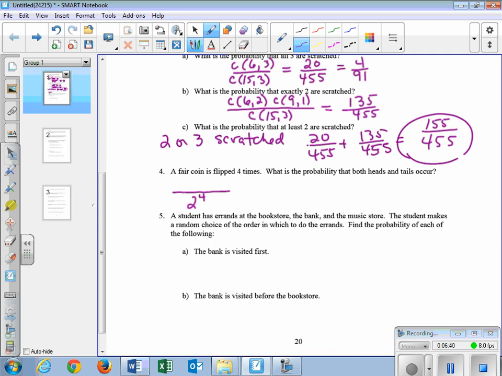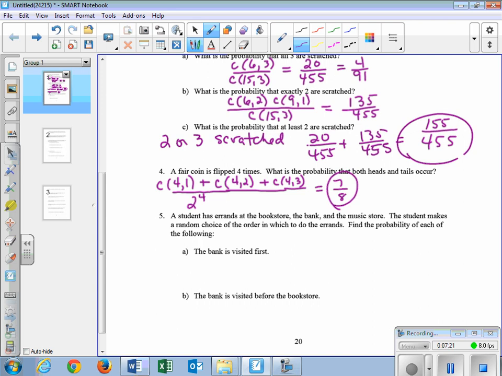Now in the numerator, I want both heads and tails to occur, so let's concentrate on getting tails. That would be a combination of the 4 flips. I want 1 tail to occur, or of the 4 flips, I want 2 tails to occur, or of the 4 flips, I want 3 tails to occur. So I can do that problem like that. In the numerator, you can work this out and reduce it. I get 7/8 as my reduced answer.